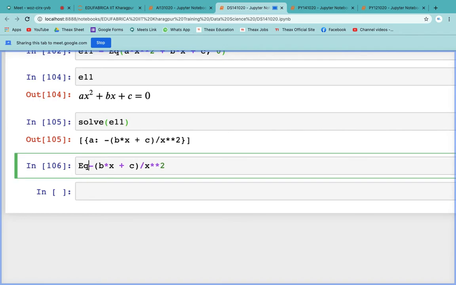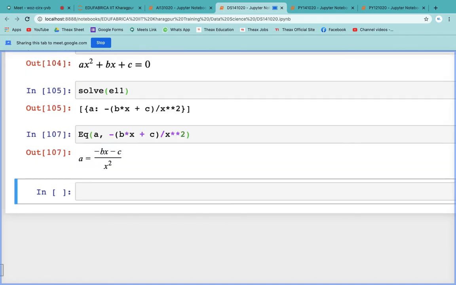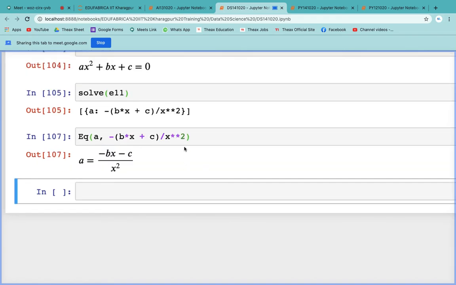This is the result of solve, not this. If you use simplify instead of solve, then? Let me try that. How can I say without trying? Let me use it. This is the A: minus bx minus c by x square. So someone is trying to simplify. Let's see what comes to the answer. Simplify of, what is that equation? 11, right? Yeah, E11.